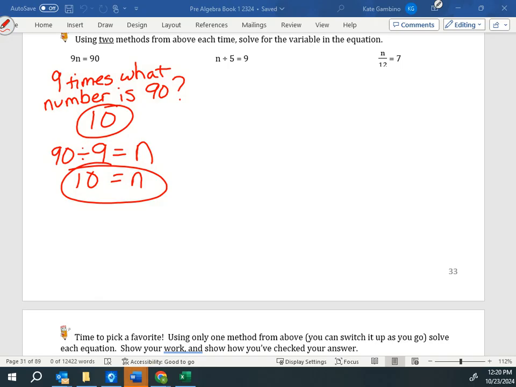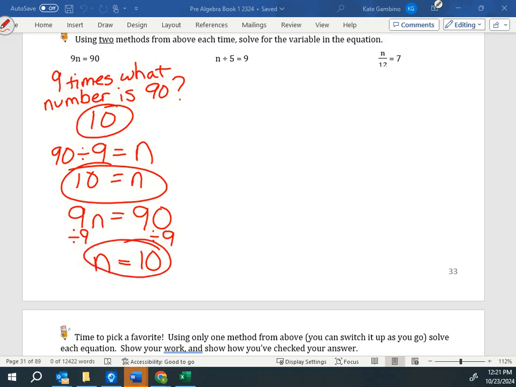We only have to do 2 ways, but I want to show us how to do the third way. So opposite operations, 9n equals 90. This is 9 times n. So opposite operations mean I divide. So if it's times by 9, now I'm dividing by 9. 9 divided by 9 is 1. 1 times n is just n. 90 divided by 9 is 10. I got 10 for each of my answers.